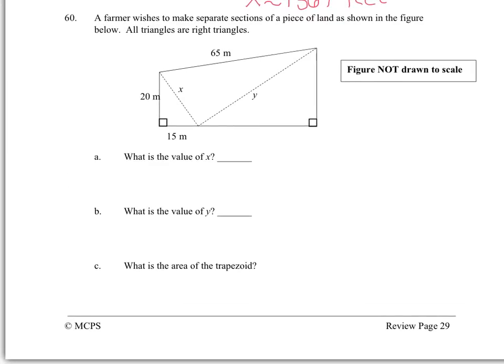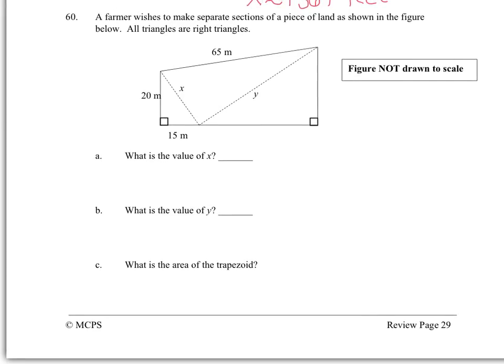Question 60. A farmer wishes to make separate sections of a piece of land as shown in the figure below. All triangles are right triangles. So we know that this last triangle right here is also going to be a right triangle. So what is the value of x?